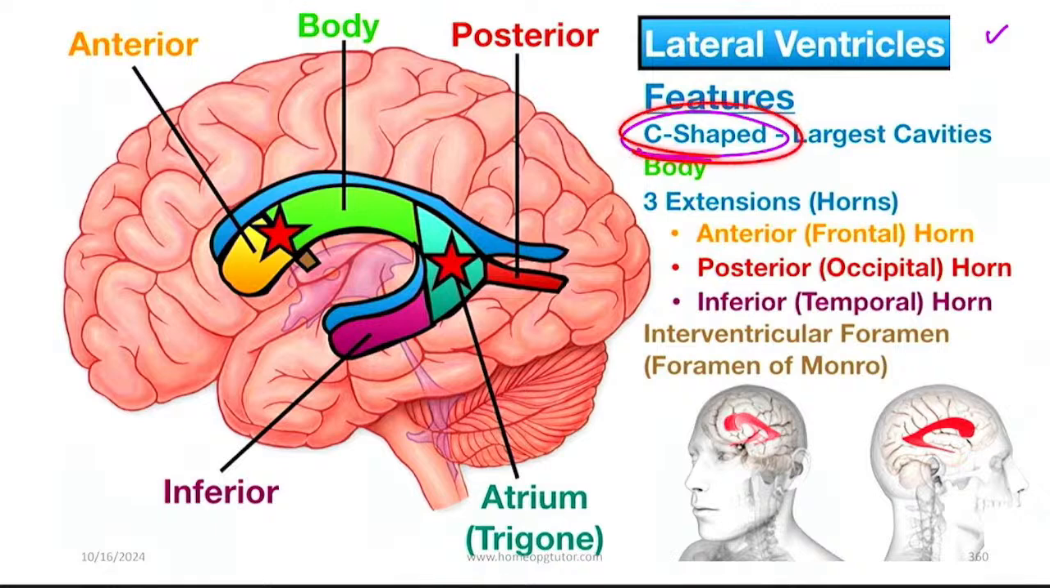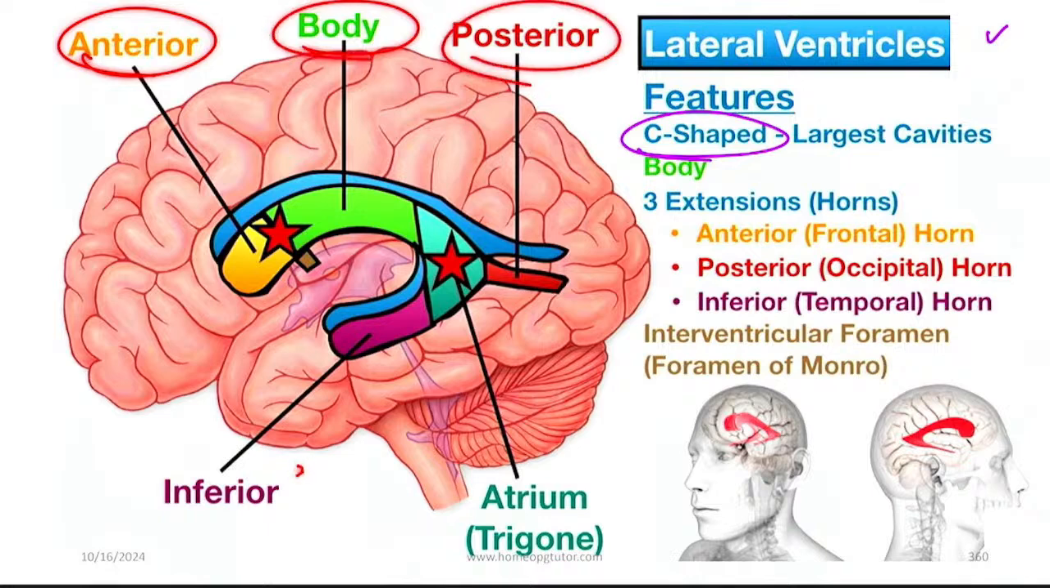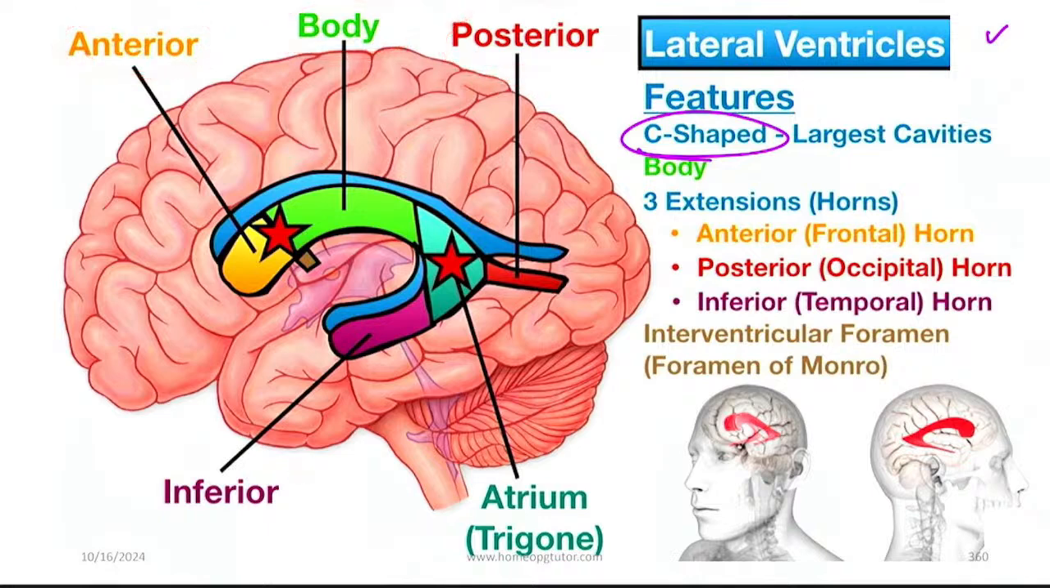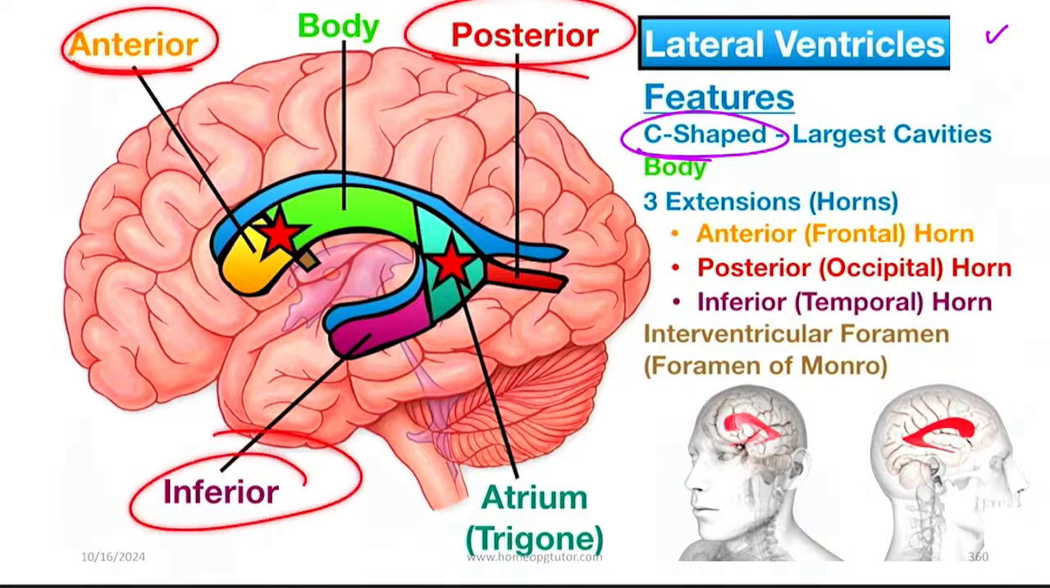So it's a C-shaped structure, and this one is the largest cavity. Lateral ventricles are the largest cavity, and remember that when we divide the lateral ventricles into parts, we have an anterior part, a body and a posterior part, and also one inferior part. The body is not exactly considered a different portion. We have an anterior horn, posterior horn and an inferior horn. Three horns are there.